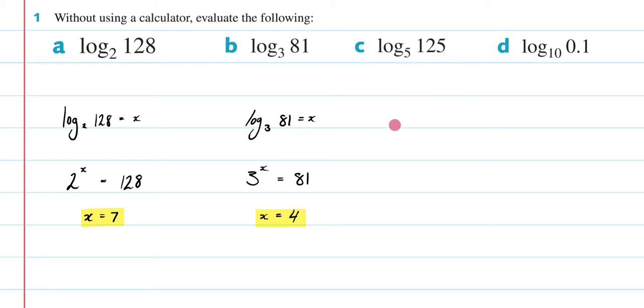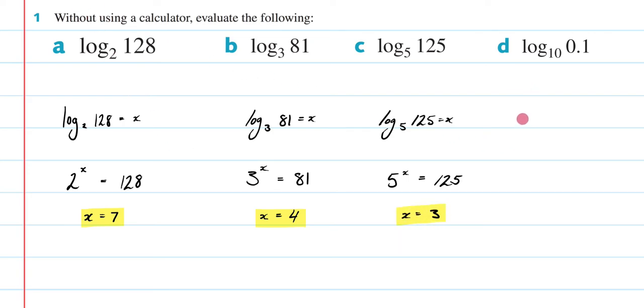Log base 5 of 125. So I'm going to write that out. I'm going to let it equal x. And now I'm going to say 5 to the x equals 125. And I know that's going to be x is equal to 3. I'm going to grab my highlighter and highlight that.